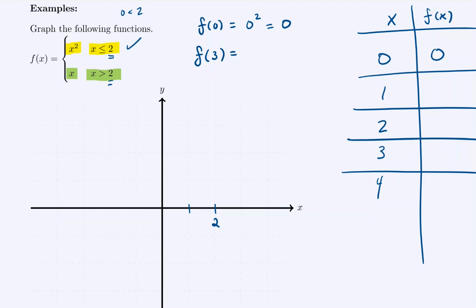So here we've got that 3 is definitely greater than 2. So now we're in this part of the function, which means it acts like the function x. So whenever we've got the function x, that means whatever input you give it, it gives that immediately back as the result, because that's how the function y equals x works.